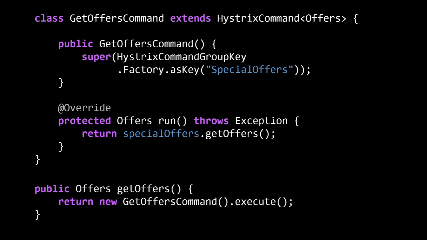And when we want to call our service protected by Hystrix, we create a new instance of the getOffers command and call the execute method of it. By doing this, we get a thread pool handover, which also acts like a bulkhead. And we get a circuit breaker, and we also get recorded metrics for how many calls to the service we make, how many fails, how many successes we get, what are the response times.